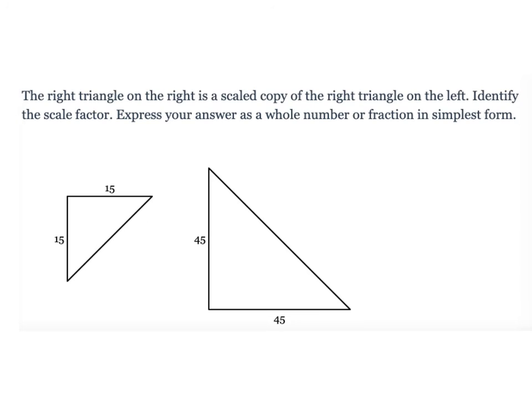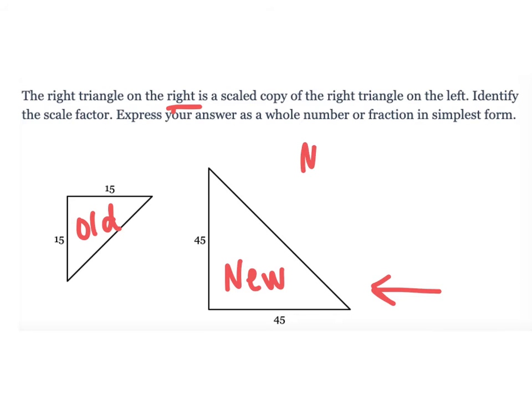Okay, now this one we don't have a grid, but we do have some nice neat numbers to look at. It says the triangle on the right is the copy. So this one is the copy. This means this one is the new one. So that makes that one the old one. Now we're going to identify the scale factor.